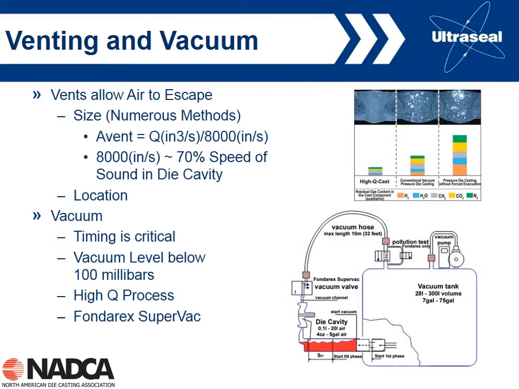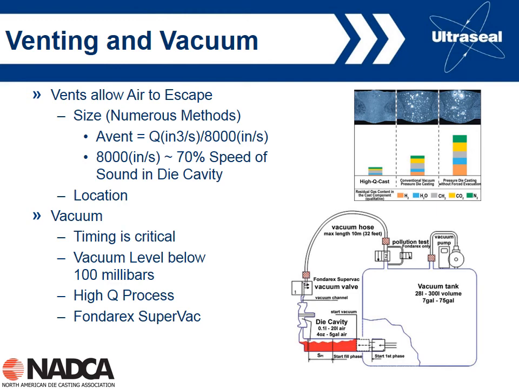There's a number of ways to calculate vent sizes, one of which is shown here, where the area of the vent is equal to the flow rate of the metal into the die in inches cubed per second divided by 8,000. And so 8,000 inches per second is basically about 70% of the speed of sound in the die cavity. Another way to calculate vent size is the vent area is about a quarter of the area or more of the gate area. So for instance, if a gate area is 1 square inch, then we need at least a quarter square inch of vent. Or we can use vacuum.